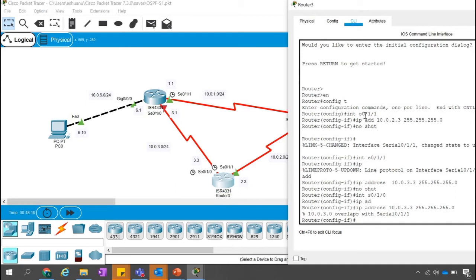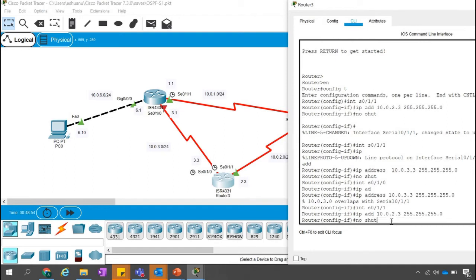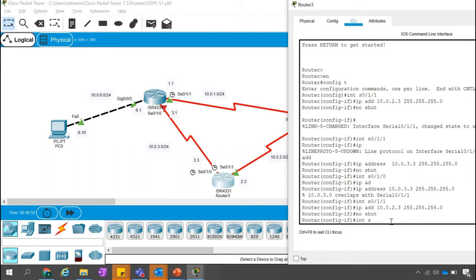It has taken the new IP address on the 0. So first we have to change on this 0/1/1. Interface S0/1/1, because it has taken the new IP address, this one, right? 0/1/1 is having this new IP address, 10.0.3.3. That's why it is not taking it on this 1/0. So first we have to change on 0/1. IP address should be here 10.0.2.3, and it should be 255.255.255.0, no shut. This is okay.